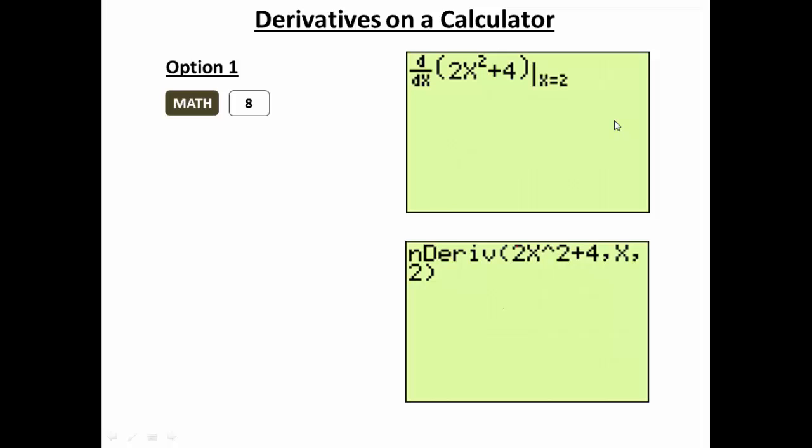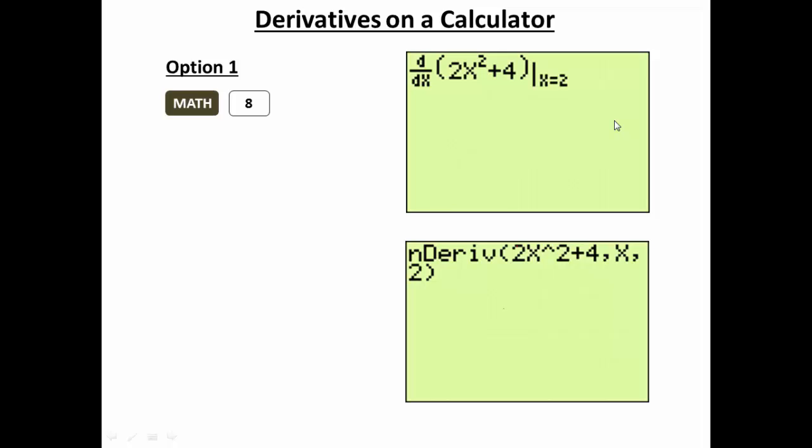Notice the function is 2x squared plus 4. Down here, that's the first thing I do, 2x squared plus 4. I also filled in the blank right here. It's not just some generic derivative, it's the derivative with respect to x. Down here, I put a comma and then an x to tell the calculator that the variable is x. And then over here, that vertical line just means evaluated at x equals 2.